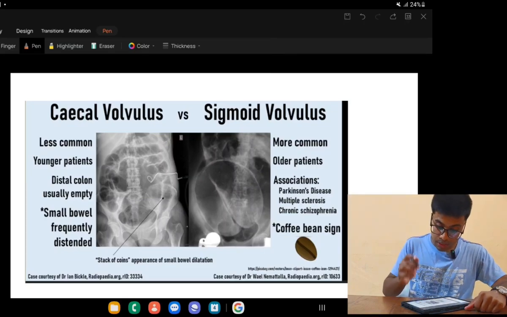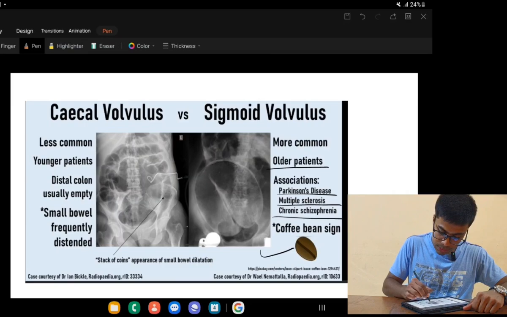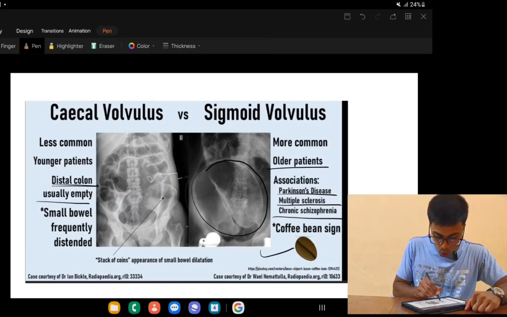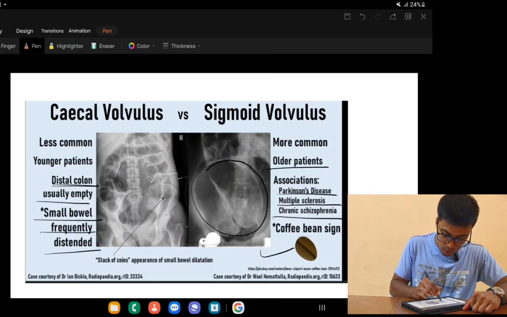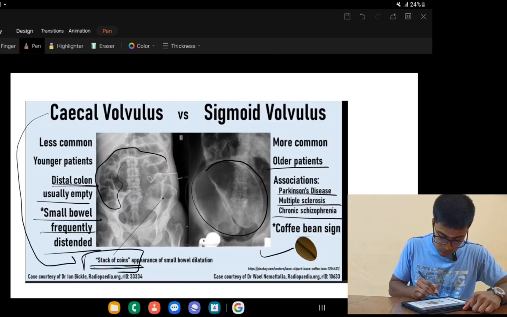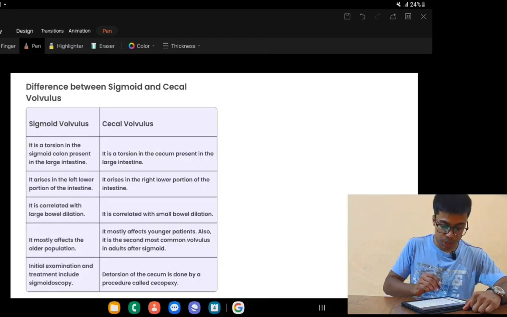So how to differentiate cecal and sigmoid volvulus? Sigmoid volvulus is more common in older patients, Parkinson's disease related, multiple sclerosis, chronic schizophrenia, coffee bean sign, and the large intestine will be involved. In case of cecal volvulus, younger patient, distal colon usually empty, small bowel frequently distended. So stack of coin appearance will be seen in the cecum. That is cecal volvulus, stack of coin appearance, small bowel dilation. So these are a few differentiating points.